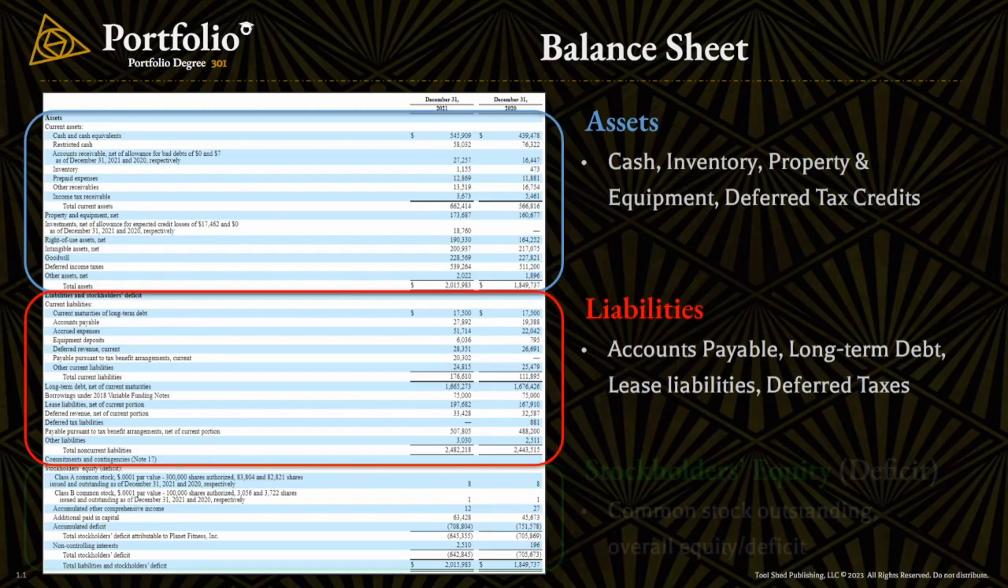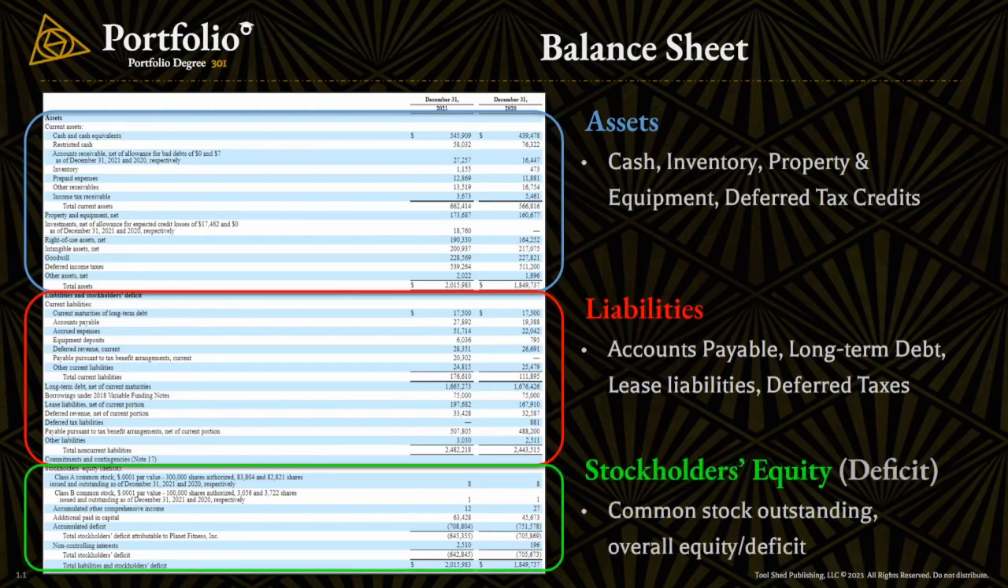Then with shareholders' equity, this represents the common stock that you have currently outstanding and your overall equity or deficit. So if the company is running a deficit, then be careful. If you're still interested in purchasing their stock, then be sure to read their annual report and their press releases to understand why there's a deficit and what they're doing about getting back into a positive equity position.